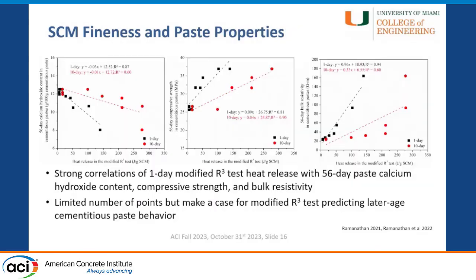Correlating the modified R3 test and the paste properties, we saw strong correlations between the 1-day heat release in the modified R3 test and the 56-day calcium hydroxide content, compressive strength, and bulk resistivity. This basically says that the modified R3 test can predict later age cementitious paste behavior and post-concrete behavior. Based on this, we did a bunch of other tests, studying the kinetic effects, etc. And then we ended up shortening the modified R3 test duration to 3 days.